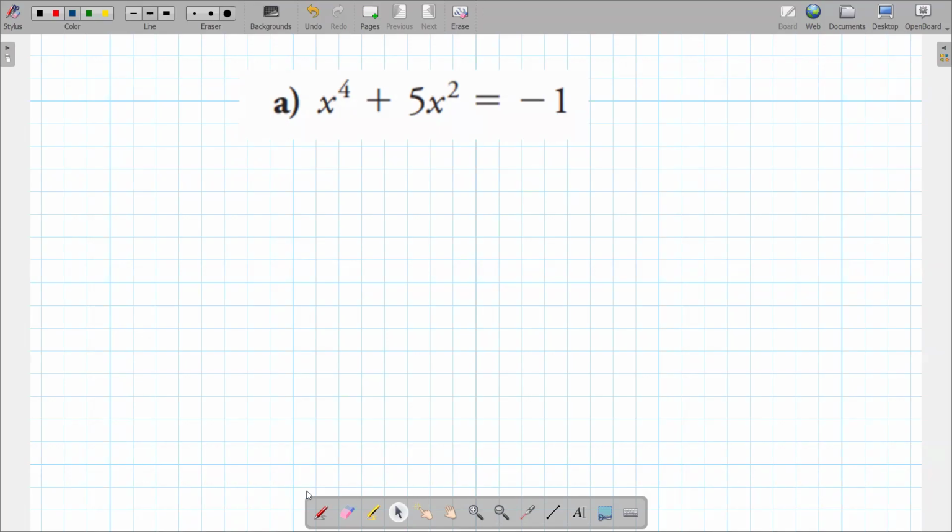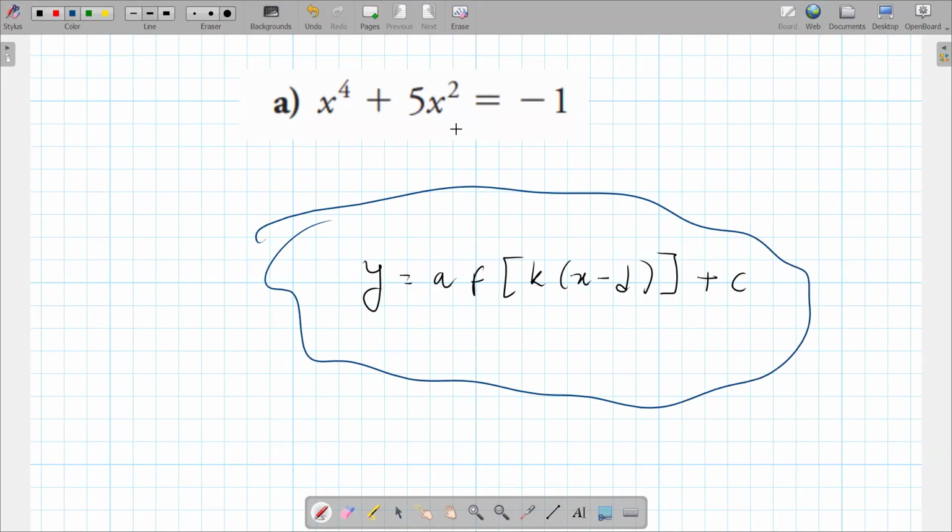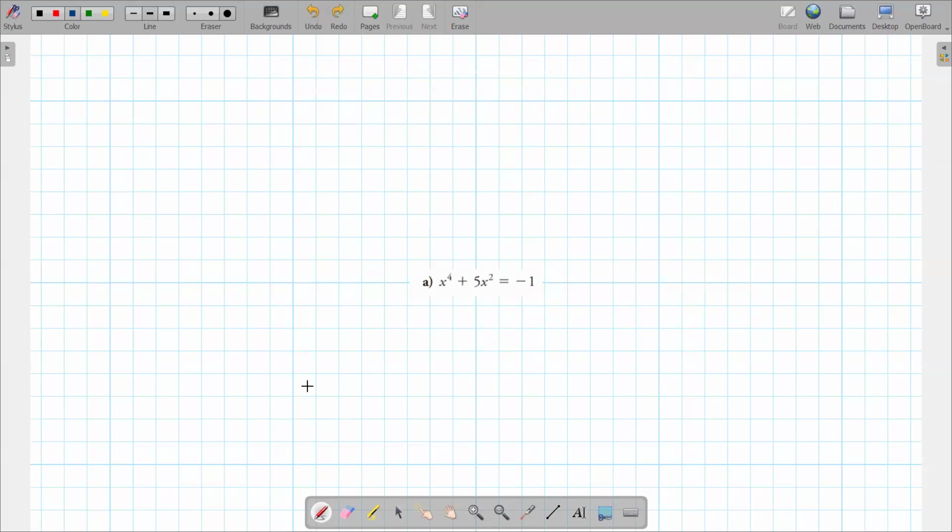In order to graph something through transformations, you have to be in this form. Doesn't matter what the function is, or if you're going to use the point mapping rule, this is the format your equation should be in. Are we in the right format? We're not.